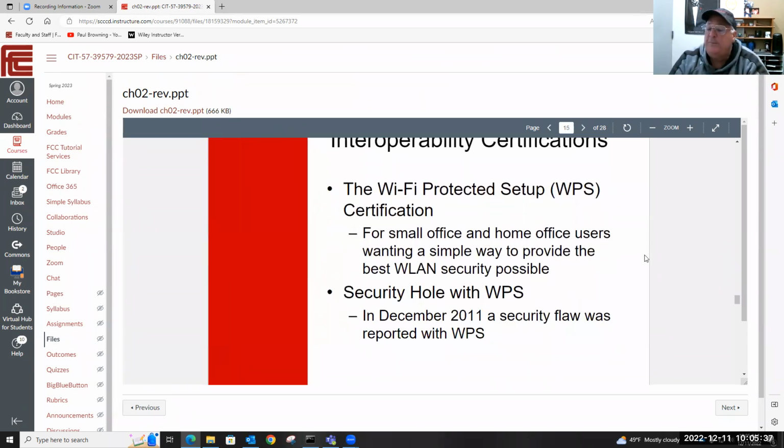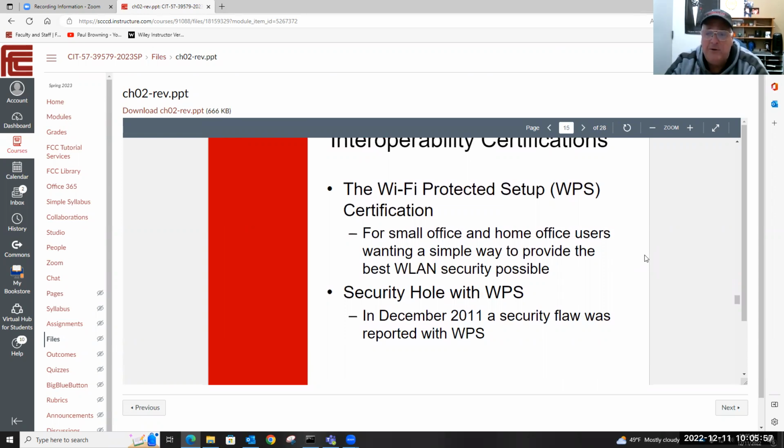There was an older one called WPS, which is probably still on some of the older routers. Don't use it. It's an unsecured one. Some hackers found a vulnerability. Basically, it was like a plug and play setup, WPS certification. But in this day and age, we should be using the newest encryptions if possible.